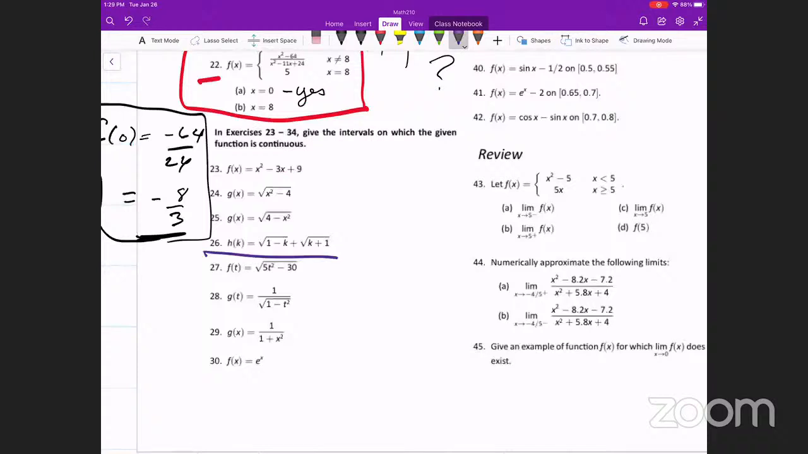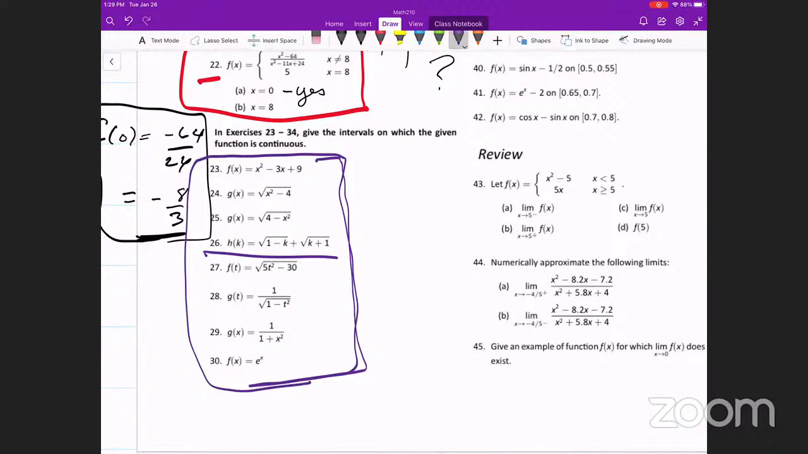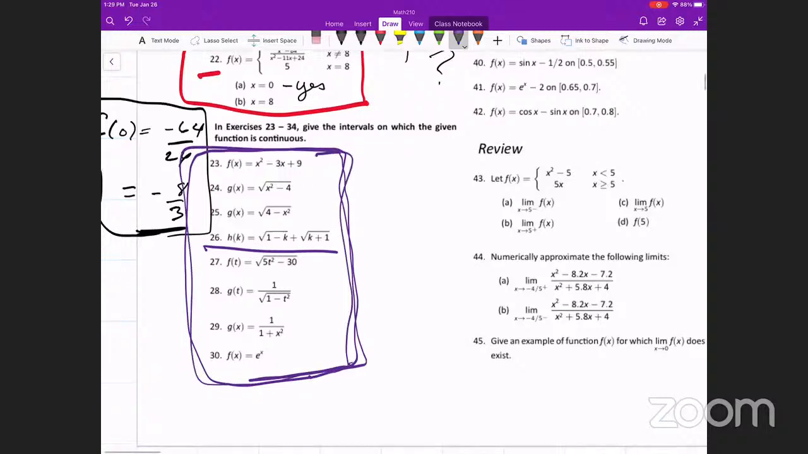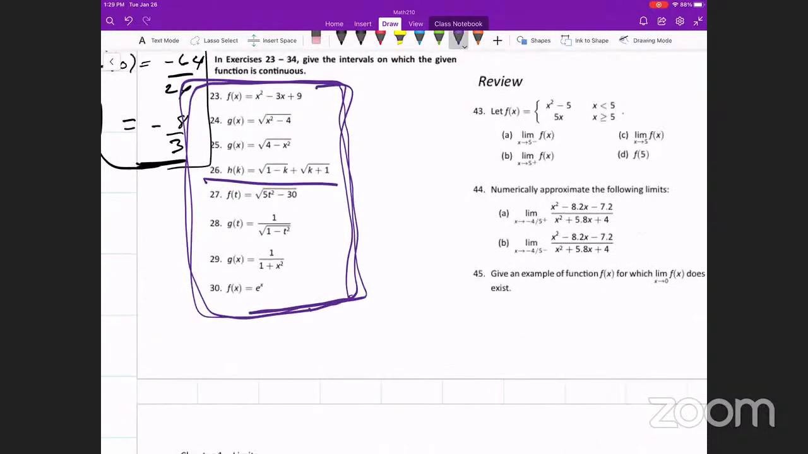So tell where this function is continuous. The key for this is that theorem that says these basic functions, where we use the formulas that we always use in math classes, are continuous wherever they're defined. By basic functions, I mean all the algebraic functions, which all of these are, just square roots and squares and fractions. All of them are algebraic functions, except for this last one, which is exponential. And so they're all continuous wherever they're defined.